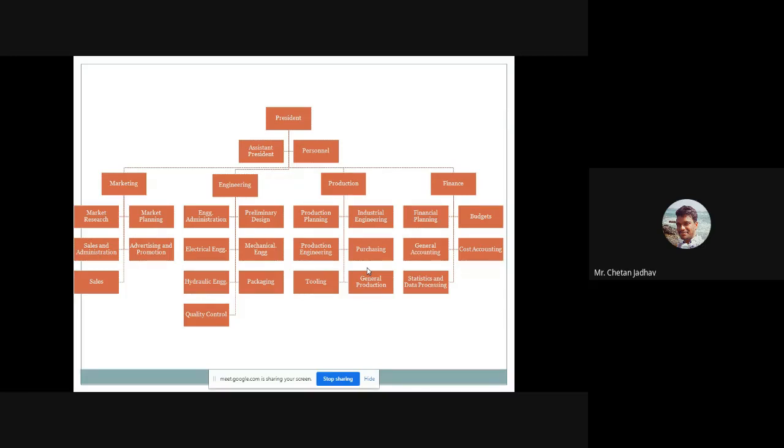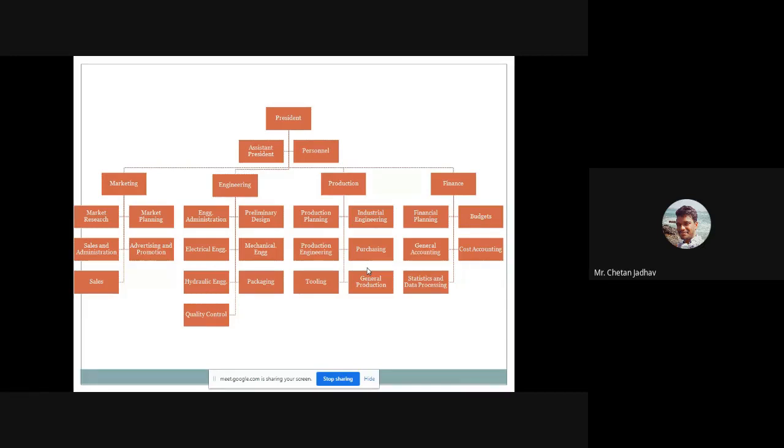Okay, so the first person of that organization, the owner or the president, is the heart and soul of the organization. He will take a supporter, like an assistant, and a personal assistant, PA. So one is the assistant president, who supports the president as the owner of the organization, and the second is a personal assistant.